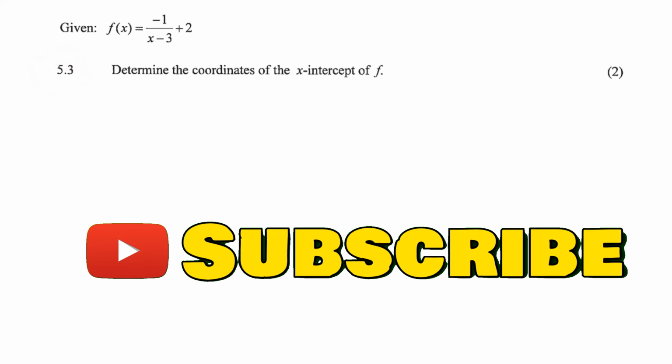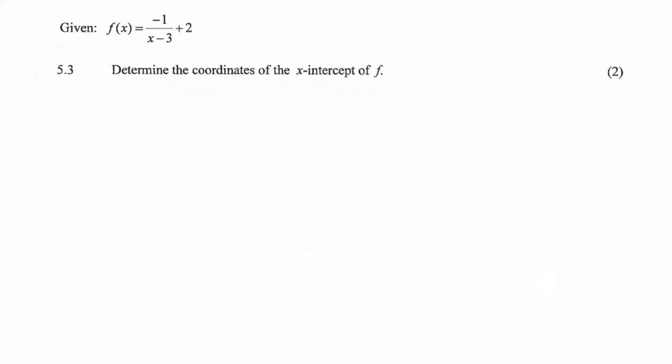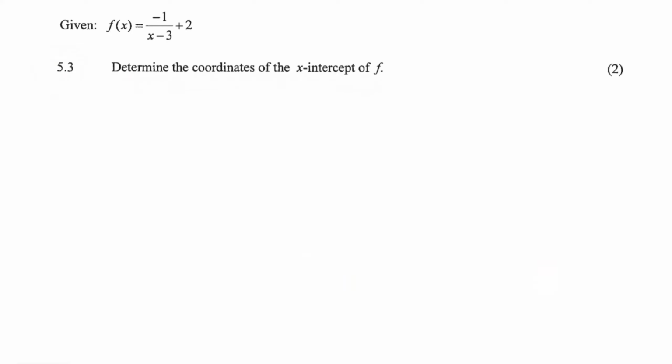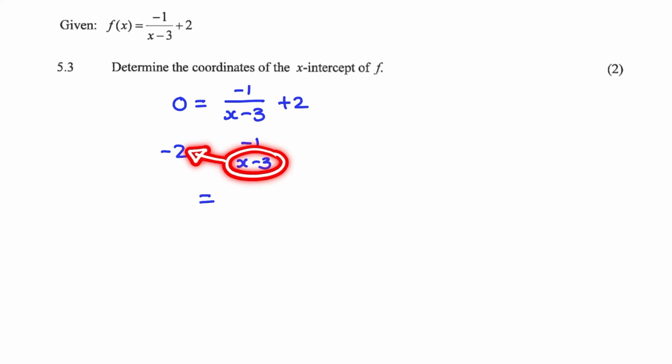5.3. Determine the coordinates of the x-intercept of f. So to find the x-intercept, we need to make y equal to 0. And remember that f(x) is in the place of y. So if I replace y with 0, I have 0 is equal to negative 1 over x minus 3, plus 2. Now in order to solve for x, I would move the 2 to the left-hand side. Thereafter, I will multiply negative 2 with x minus 3. So it will be negative 2 times (x minus 3) is equal to negative 1.